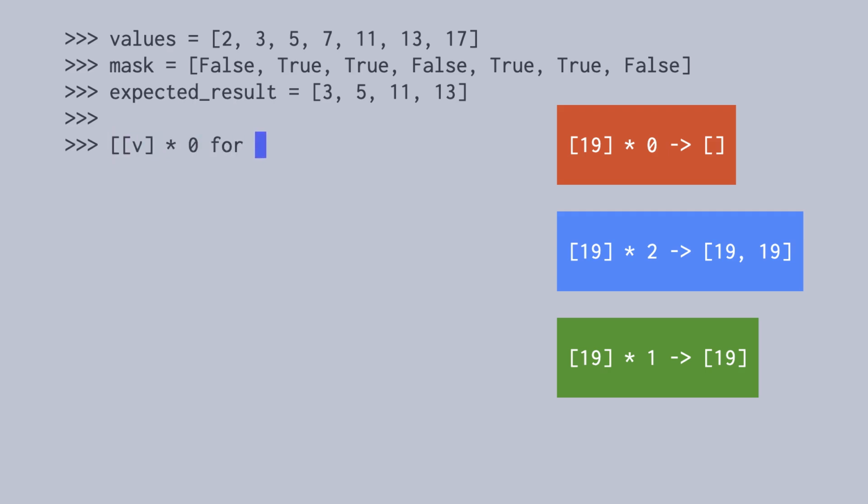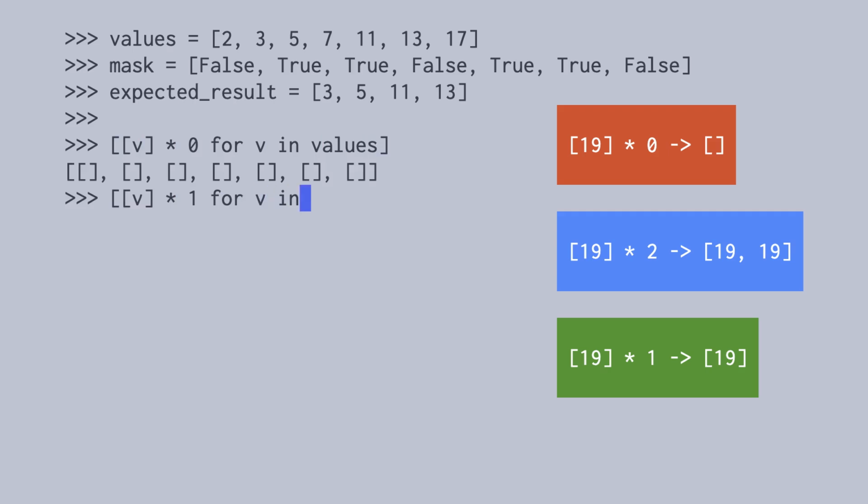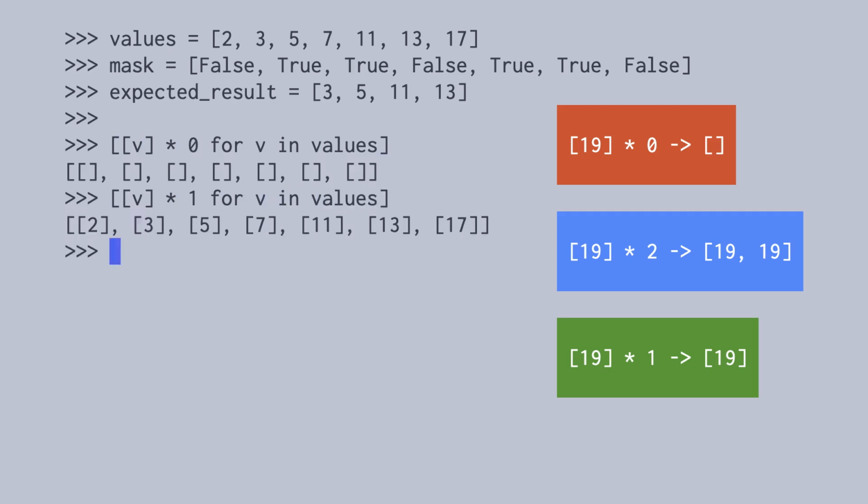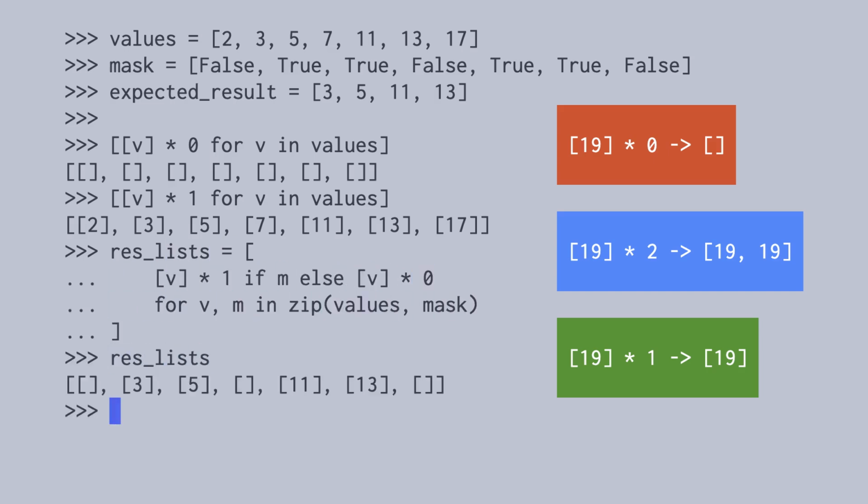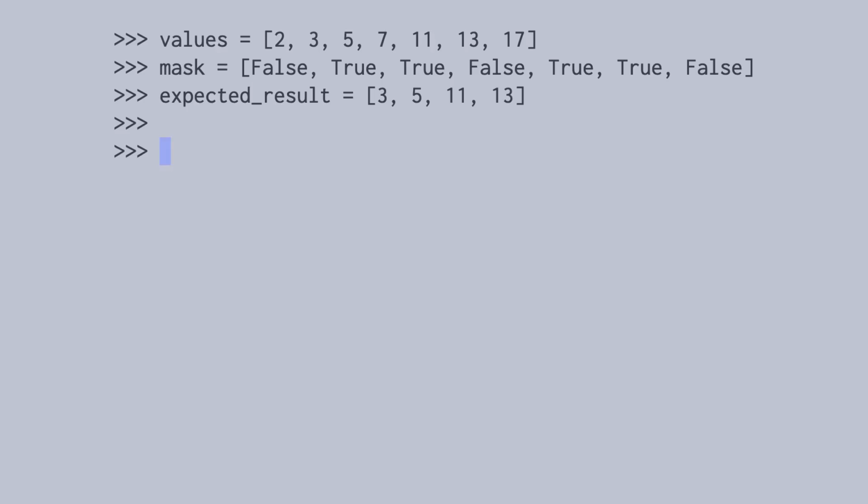Why don't we apply this observation to each value after converting it into a list? We could even do that conditionally, depending on what's in the mask. Flatten the result, and we're done. But do we really need that if-else condition?